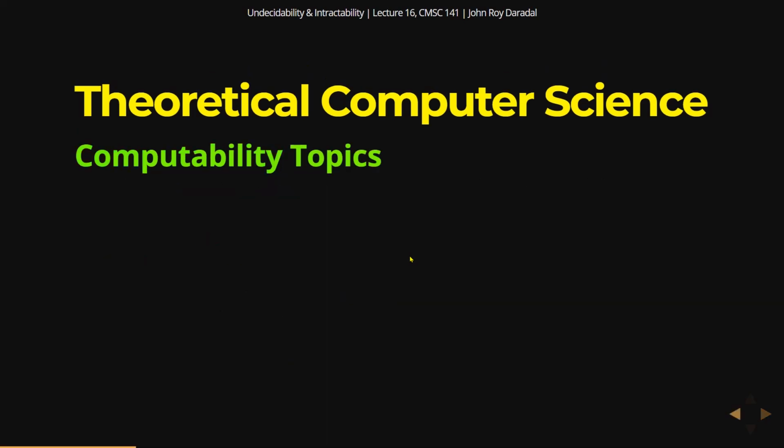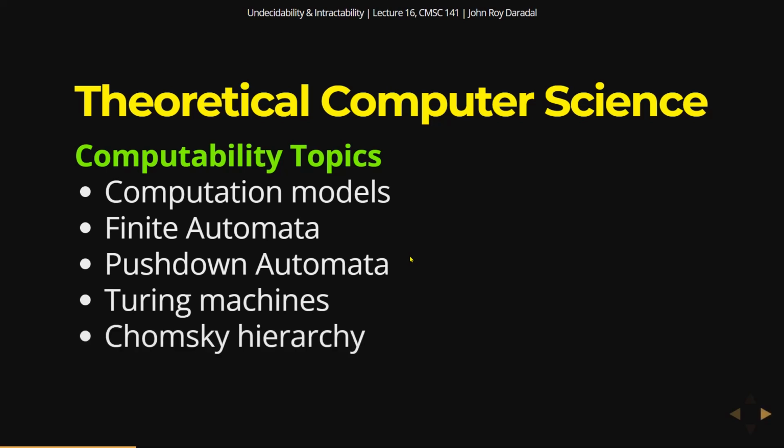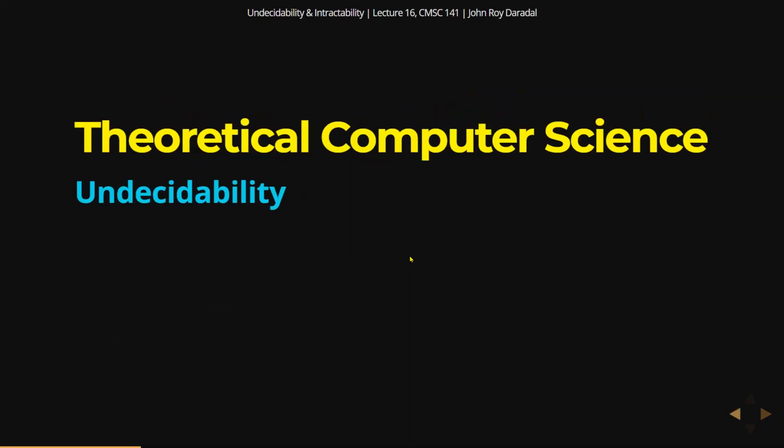For computability, we have topics like computation models, and we've seen some already, like finite automata, pushdown automata, and Turing machines. We also saw the Chomsky hierarchy, which is the hierarchy of languages. That's also a computability topic. So these are the computability topics we've already seen so far. But the one computability topic that we will focus on today is undecidability. That is the first half of our title, Undecidability and Intractability.